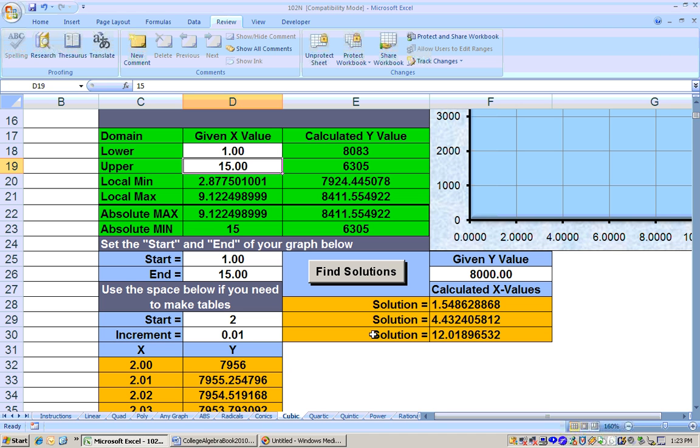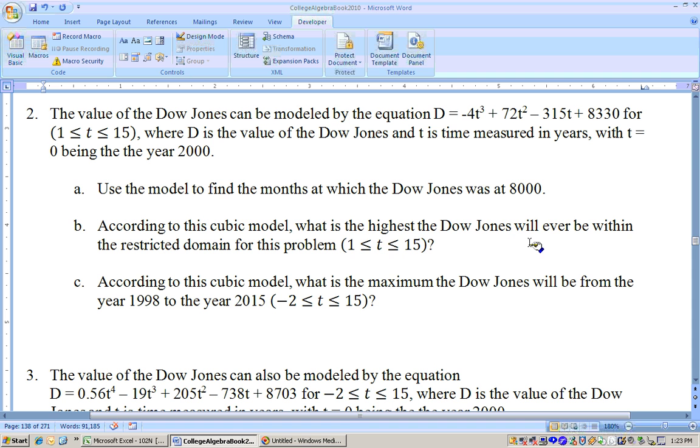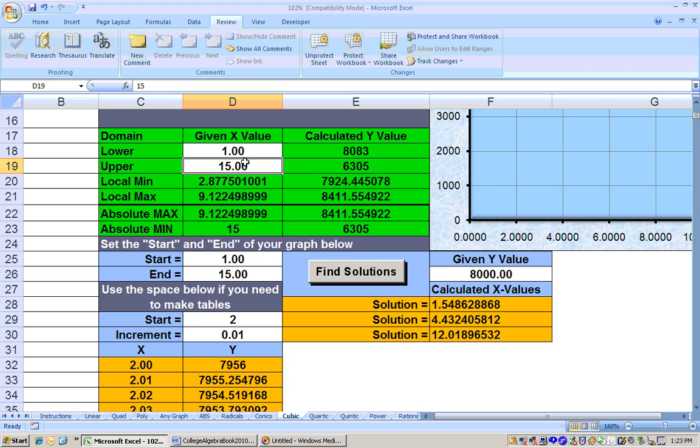Now part B said, according to the cubic model, what is the highest the Dow Jones will ever be within a restricted domain of 1 to 15? Okay, so using that cubic model, restricted domain of 1 to 15, and we want to know what is the highest it will ever be. Well, down here we're looking at this area where it says absolute max, so your answer is 8411.55, and that will happen in the year 2009.12.